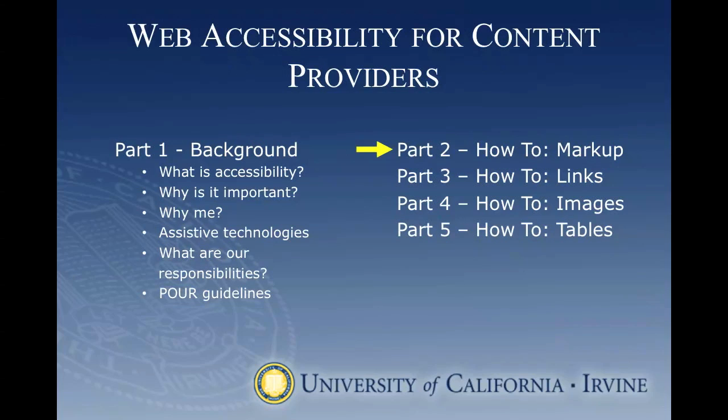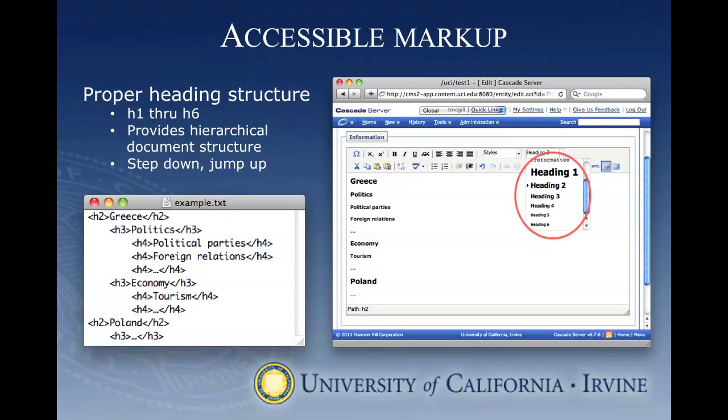Alright, this is part 2, and here I'll show you how to make your markup accessible. And for clarification, markup refers to HTML code. So we'll start with headings. Headings provide hierarchical structure to a document and are defined with H tags. There are 6 levels of headings, each defined with a different tag. H1 defines the topmost heading, and H2 through H6 fall underneath it.